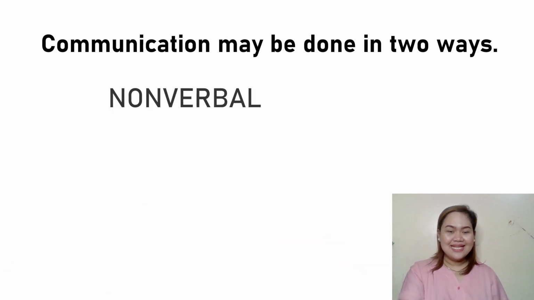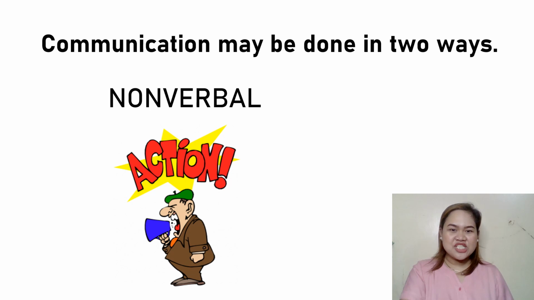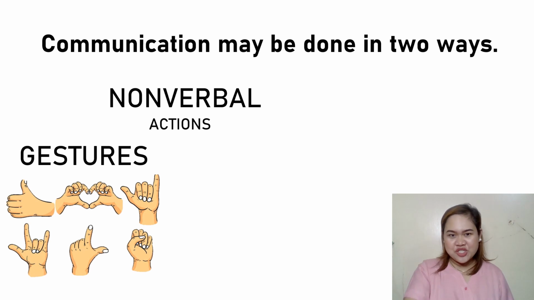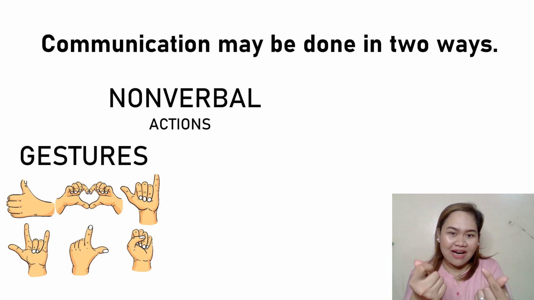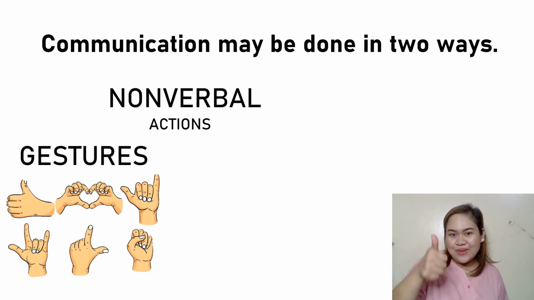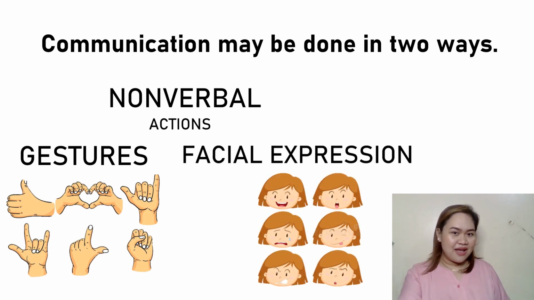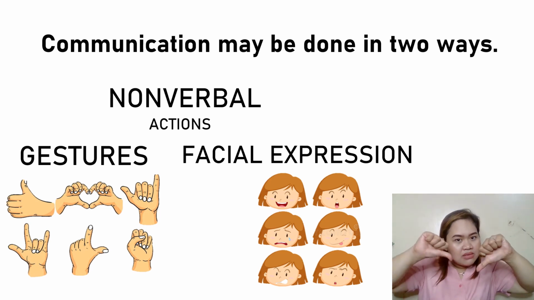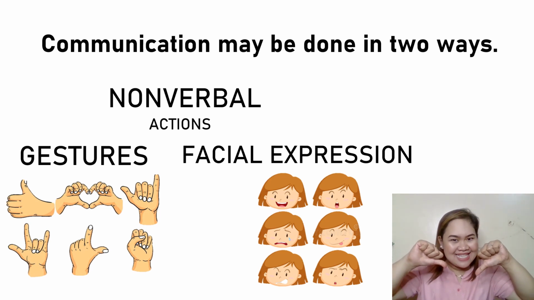The second one, nonverbal. This is communication through the use of actions. Actions may be in forms of gestures. Example, you wave to say hello. You do a heart sign to say I love you. You do a thumbs up to show your approval. Those are gestures. Another are in forms of facial expressions. You pout to show your disapproval. You smile to show that you are happy. Or you do a thumbs down if you want to say that you don't like it.